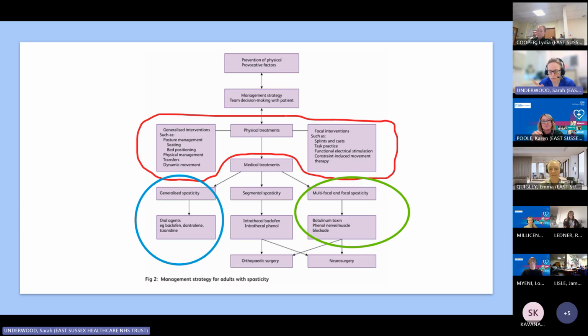You can see on the chart there that phenol nerve and muscle blockades are an option in the focal management, as are intrathecal baclofen and phenol for segmental spasticity. However, they're less commonly used in this population, and they're also not services that we're able to provide locally.